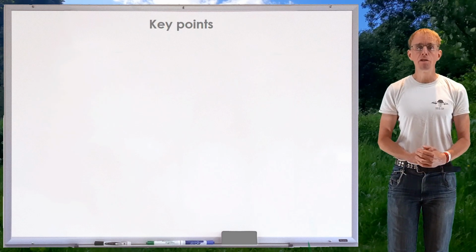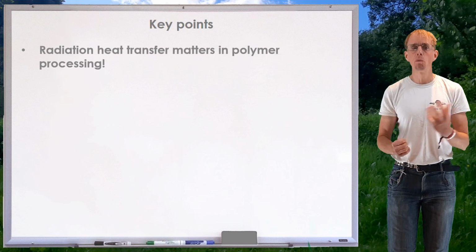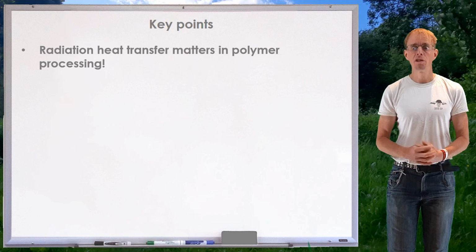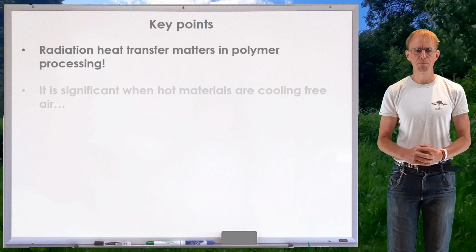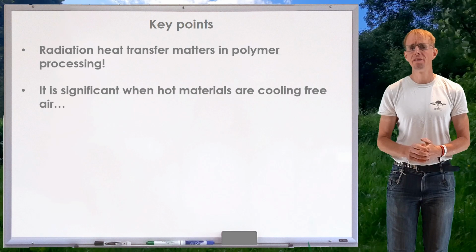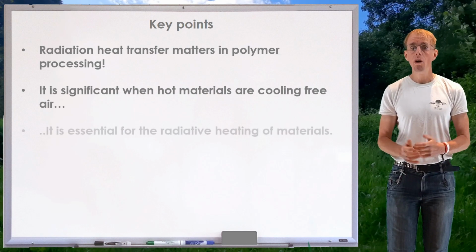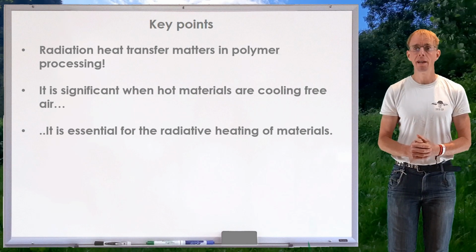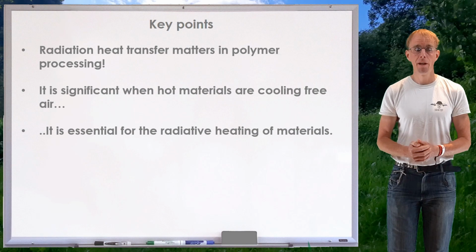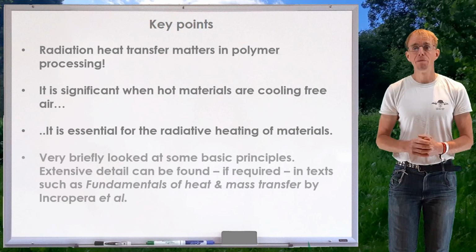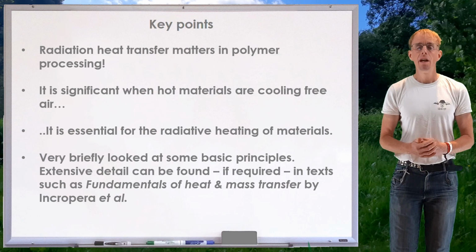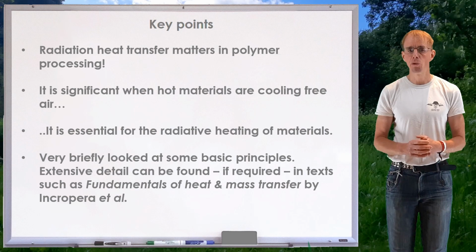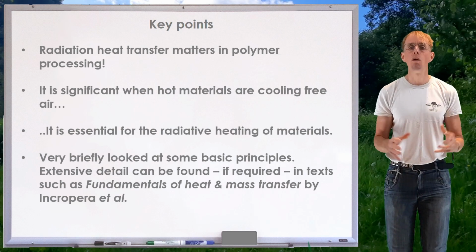All right, okay, let's summarize a few key points. So we've had a very quick whip through the fundamentals of radiation heat transfer. Fundamentally, it does matter in polymer processing, and there are situations where we do have to take it into account. It's typically significant when hot materials are cooling in free air, or when we're dealing with radiative heat transfer, for example, for a secondary heating step to relax stresses in a spun or extruded material. Now, we've had an incredibly fast walk through these basics. If you need more information about radiation heat transfer, do have a look at, for example, Incropera and DeWitt, Fundamentals of Heat and Mass Transfer, and it goes into a lot more depth.